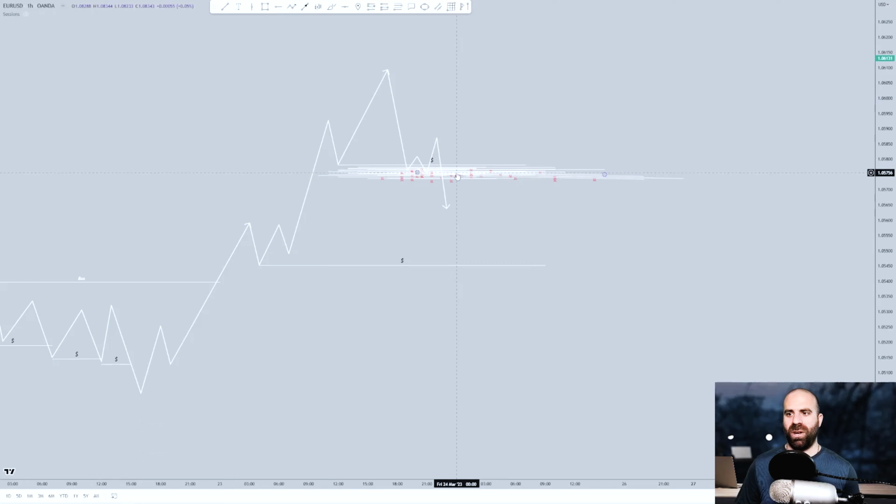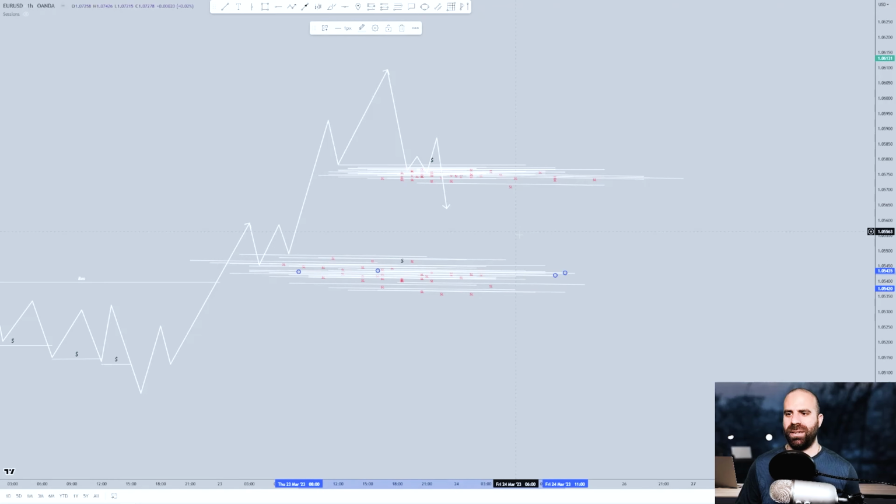But what do we have below that? We do have this spot right here. And what is there below this spot right here? Numerous stop losses as you see them exactly right here.